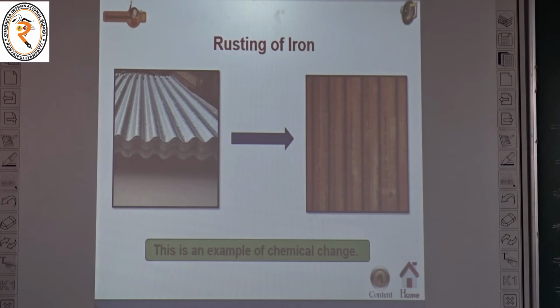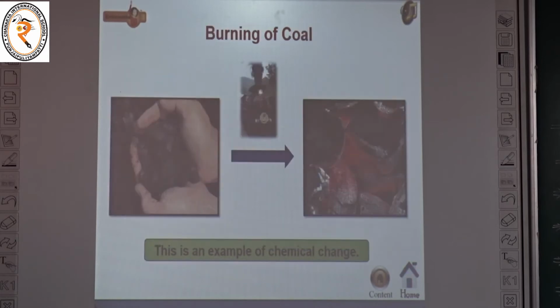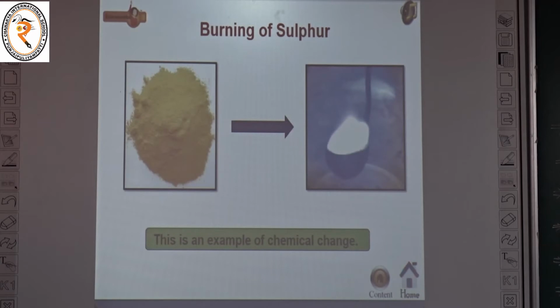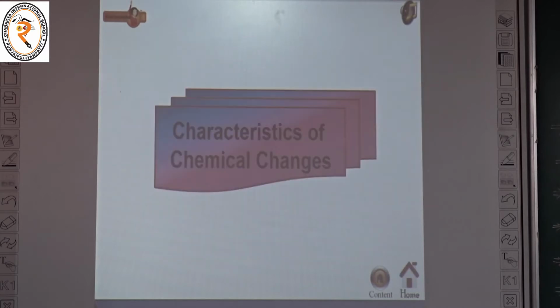And the next one, curdling of milk. From milk, we can convert this milk into curd. From curd, we cannot get the milk again. So, it is an irreversible process. It is an example of chemical change. Then, burning of coal. This is also an example of chemical change. Then, ripening of fruits. Again, burning of sulfur. Then, fermentation of grapes. These are also examples of chemical changes.